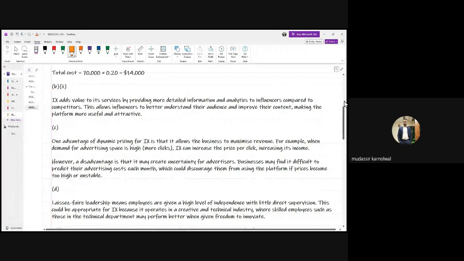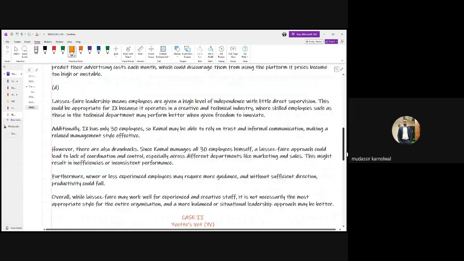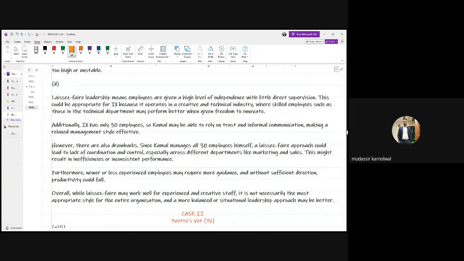Then D part, laissez-faire leadership. Laissez-faire leadership means, here you need to explain it first. Laissez-faire leadership means employees are given a high level of independence with little direct supervision. This could be appropriate for IX because it operates in a creative and technical industry where skilled employees such as those in the technical department may perform better when given freedom to innovate.